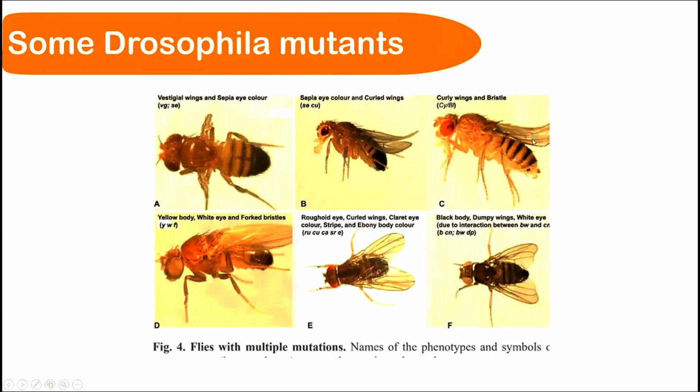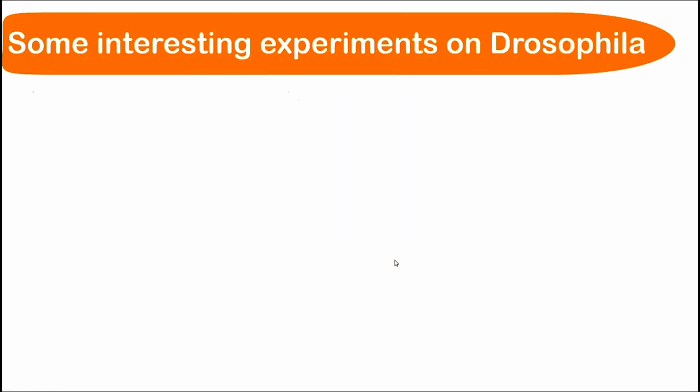So this is curly wing, and then there are bristles also. You can see the bristles here, right? So the bristle mutation is also there. Then this is yellow body, white eye and forked bristle. The bristles, if you see under the microscope, will be forked, right? So this is a triple mutant. There can be multiple mutants also. So raphoid eye, curled wing, claret color, stripe, ebony, all together. So you can have multiple mutations as well.